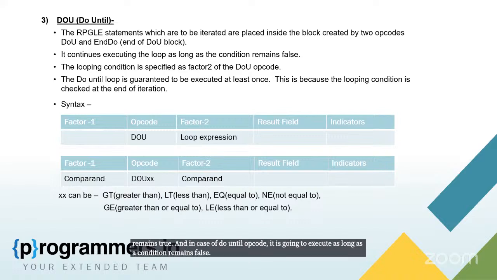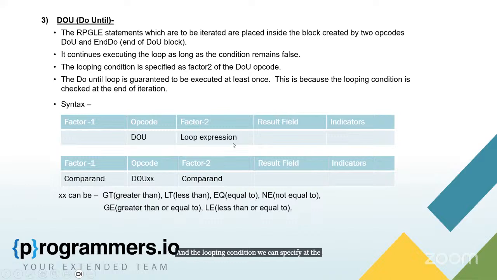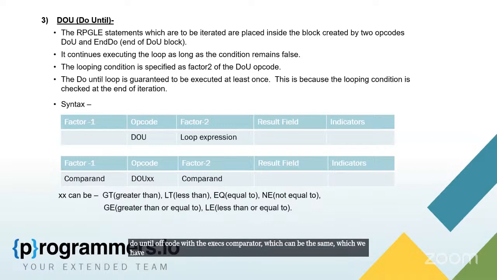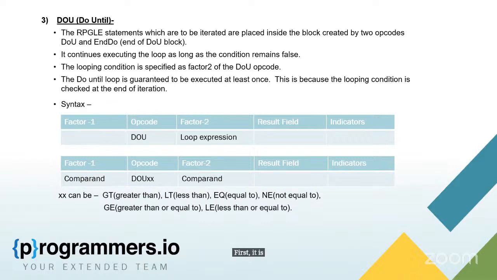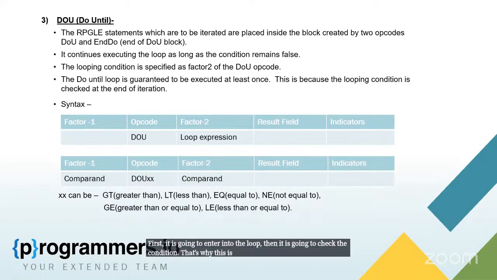And the looping condition we can specify at factor 2, and we can also use the do until opcode with the XX comparator, which can be the same as what we have learned in the do while opcode. And one more thing regarding do until opcode, the do until loop is guaranteed to be executed at least once, because the looping condition is checked at the end of the iteration. First it is going to enter into the loop, then it is going to check the condition. That's why this is known as the exit control loop.